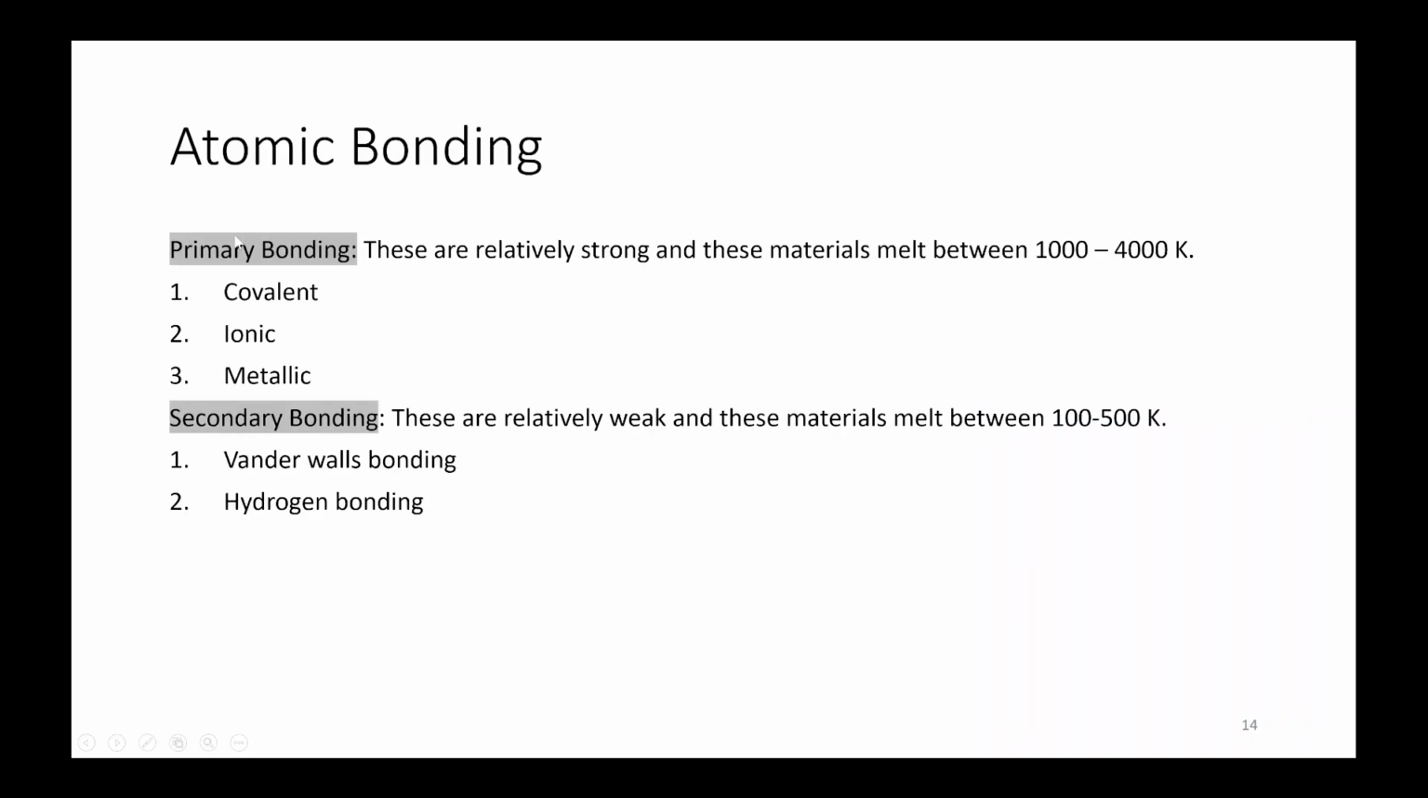Now in atomic bonding, there are mainly two types of bonding, primary and secondary. In case of primary bonding, these are relatively strong and materials melt between 1000 to 4000 Kelvin. So these will be in solid form. In case of secondary bonding, these are relatively weak and these materials melt between 100 to 500 Kelvin. So these can be liquid also. Primary bonding is mainly covalent, ionic or metallic bonding. And secondary bonding, van der Waals bonding and hydrogen bonding, are classified in this class.